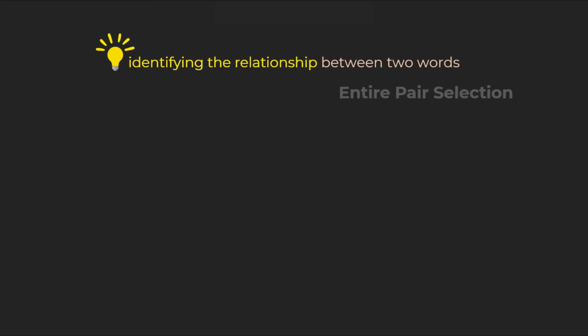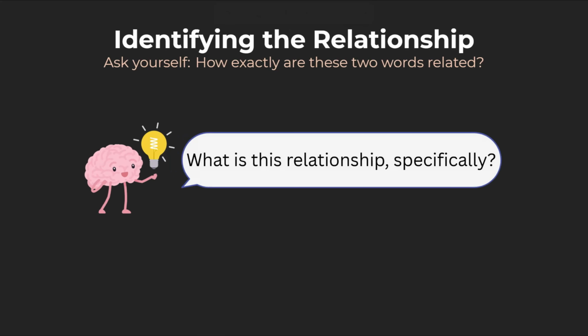So how exactly do we identify the relationship correctly? Step 1 is, before even taking a look at the options, break down the relationship in the given pair. Ask yourself, how exactly are these two words related? We'll go over a number of possible relationships in this video. Your job isn't to memorize this list, but to train your brain to ask, what is this relationship specifically?